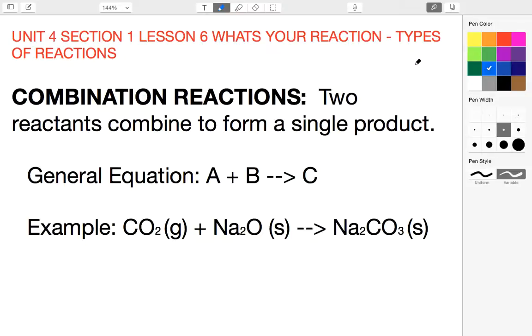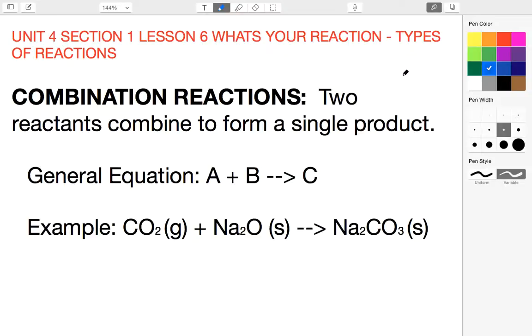So this video is on lesson 6, types of reactions in chemistry. And for chemical reactions, there are many different types, right? And we're going to talk about a few common types of reactions. And this was from your reading in lesson 6. If you haven't read it yet, you probably should read it before watching this video.